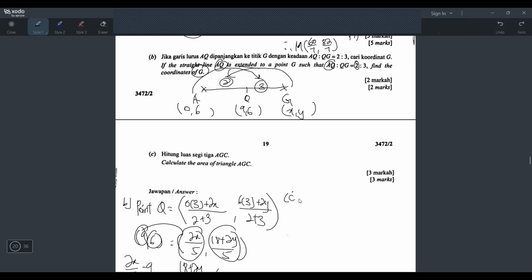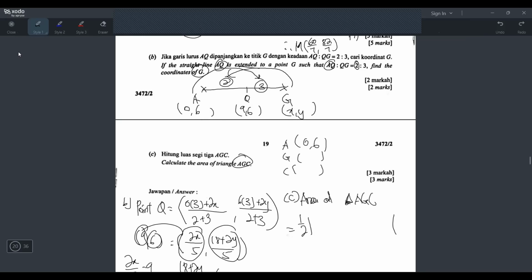Okay, let's do question C. Calculate the area of triangle AGC. So area of triangle AGC. Okay, the formula that we will use here is the 1/2 modulus, and we will put in all the coordinates of the vertices of the triangle. It means I need point A, point G, point C now. If I want to use this formula, I need these 3 points coordinate. And do I have point A? I know I have 0, 6.